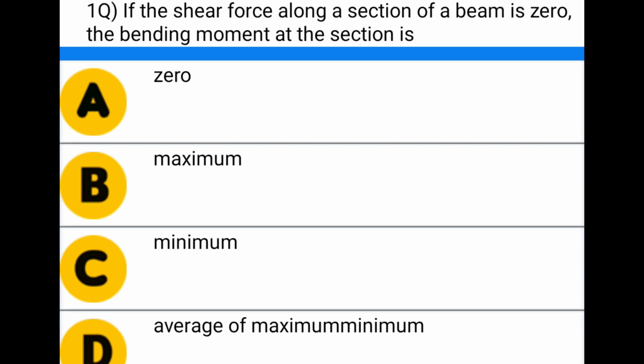Okay, first one, if the shear force along the section of a beam is 0, the bending moment at the section is: option A 0, option B maximum, option C minimum, option D average of maximum and minimum. The correct answer is option B maximum.